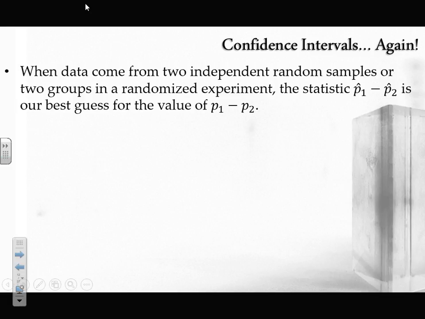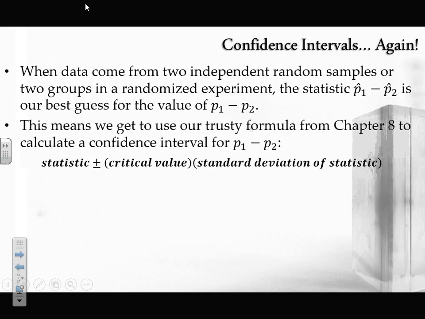Okay? So when we come from two independent random samples, or two groups in a randomized experiment, the p-hats that we collect, so p-hat 1 minus p-hat 2, that's our best guess at what the true difference in proportions would be. So we use that best guess and some of the ideas that we've talked about in the previous chapters, and we can create an interval that gives us a plausible value. So what could our true difference be?